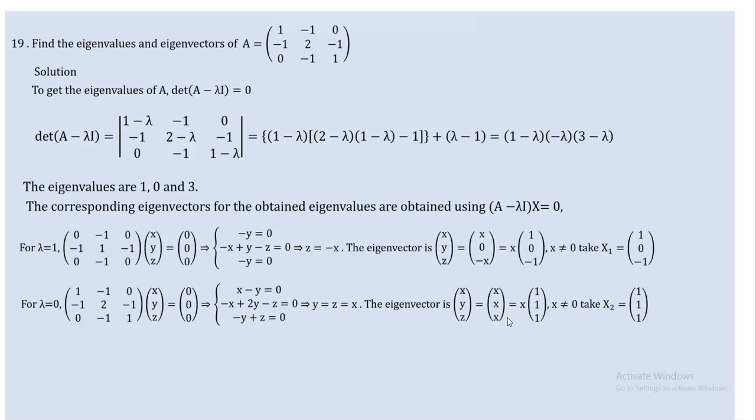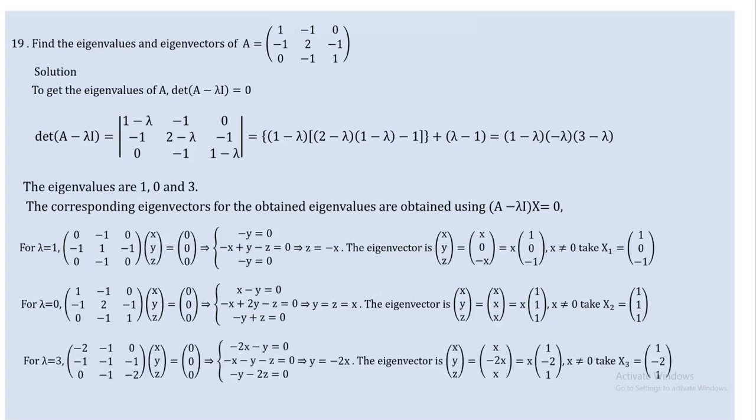Am I able to list every real number? How could I do it? Take any x, a number different from 0, as a coefficient out, and then you are left with 1, 1, 1. So instead of considering this, take one possible eigenvector standing for all, so that is considered to be the base. So you are free to take 1, 1, 1. So your second vector for the eigenvalue lambda equals 0 is this one. And coming to the last one, for lambda equals 3.